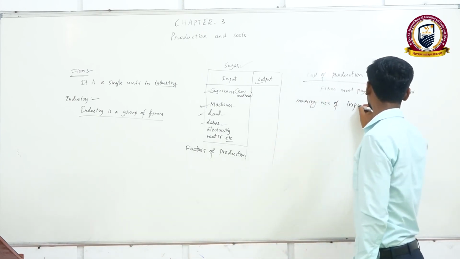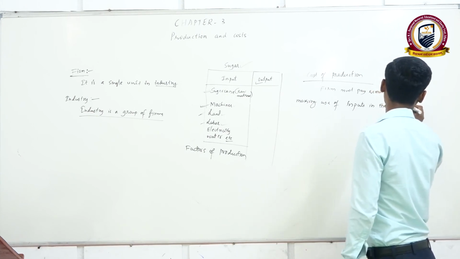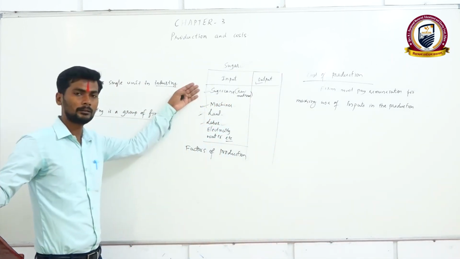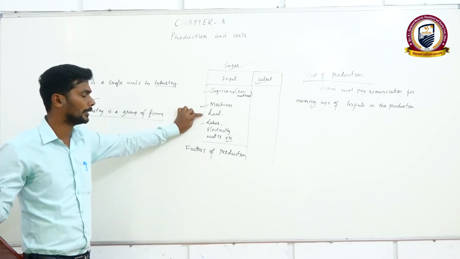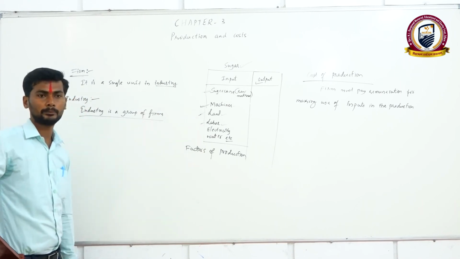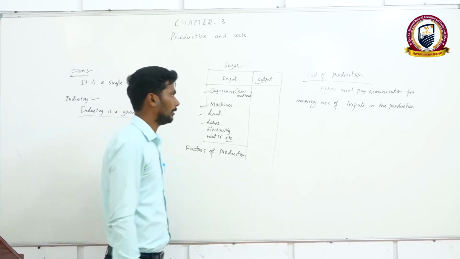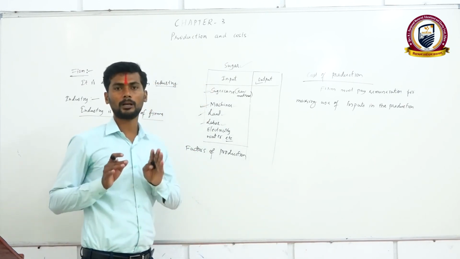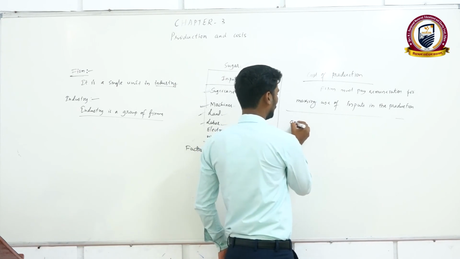Inputs in the production. So every firm will spend its money on inputs. These inputs are not free. For land, a firm should pay rent. For labor, it has to pay wages. Like that, every input will be paid for by the firm. So that is known as cost of production. And after incurring cost of production, a firm will produce output, and the output will be sold.